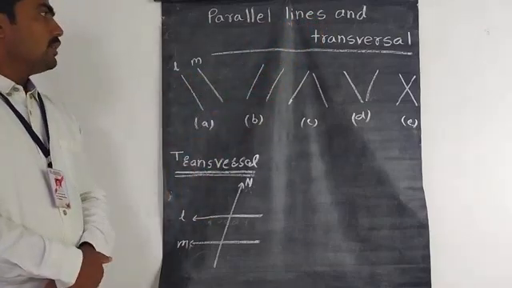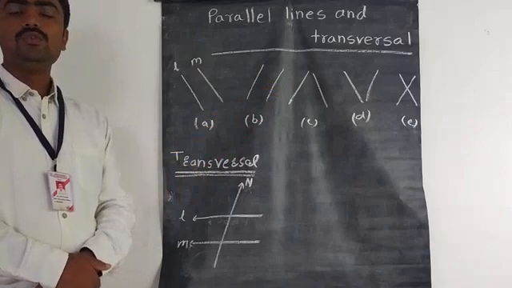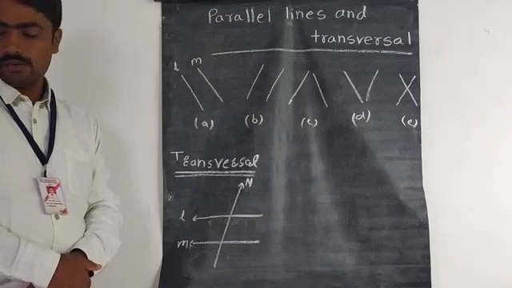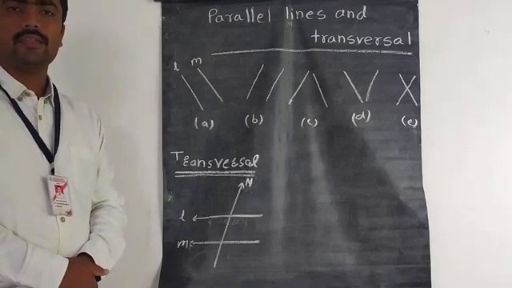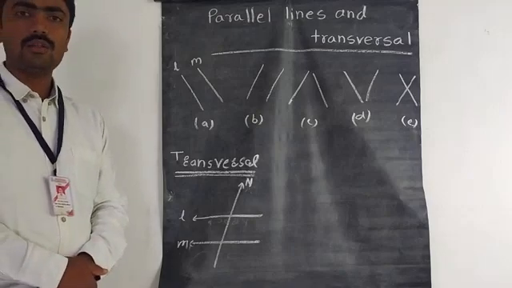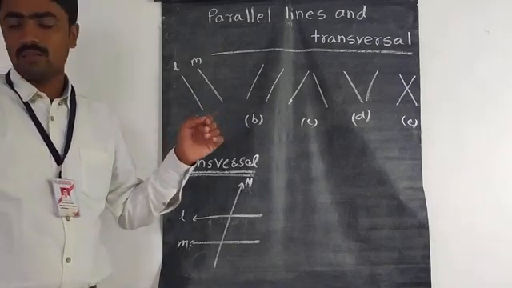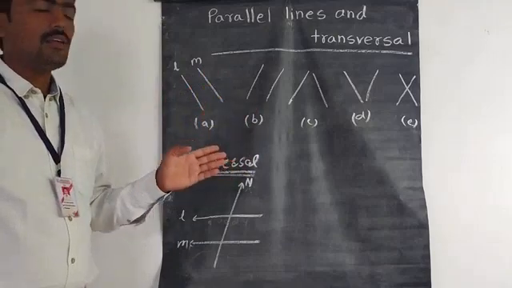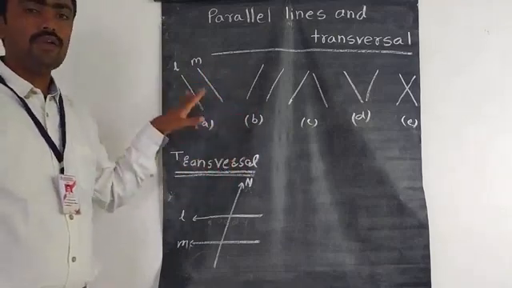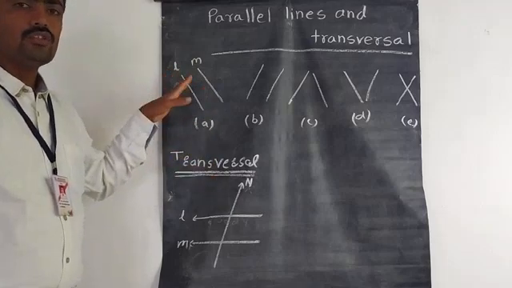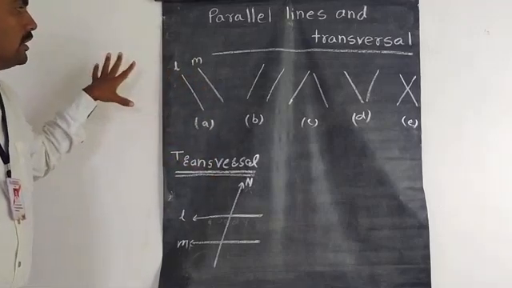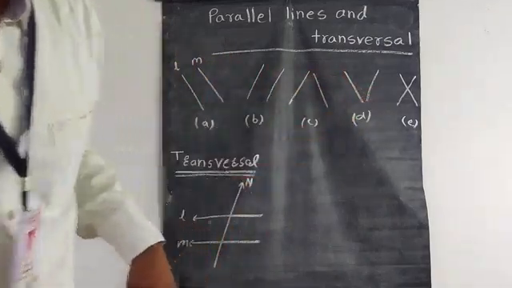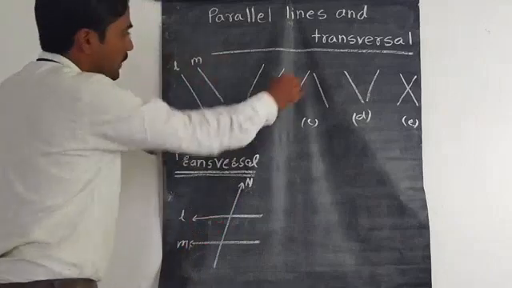See students, in today's video, we are going to study some different topics related to parallel lines. For example, parallel lines, intersecting lines, then transversal, angle made by the transversal, corresponding angle, interior angle, alternate interior angle. These 4 to 5 points we have to study in this video. So be careful, see here I have drawn 5 pairs of different lines. See students, these are the 5 pairs of different lines.